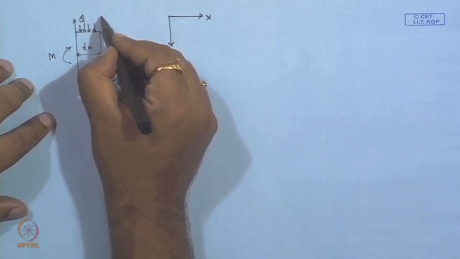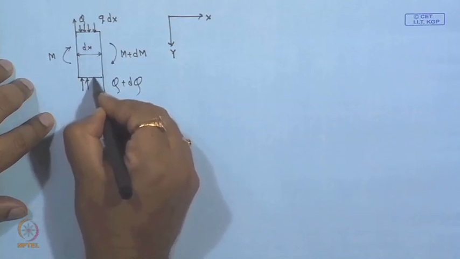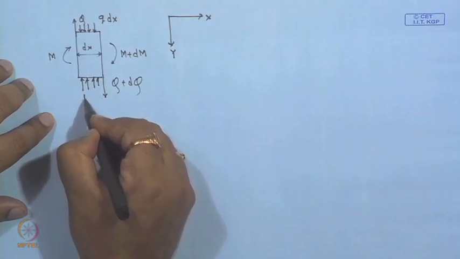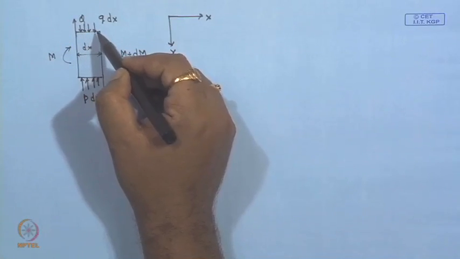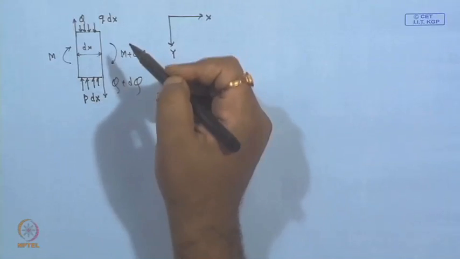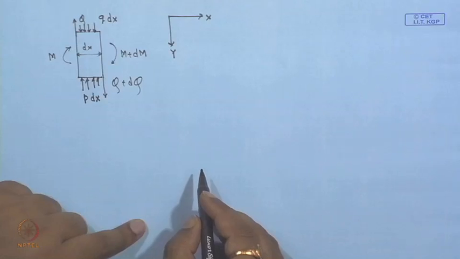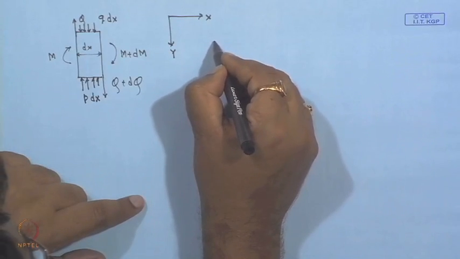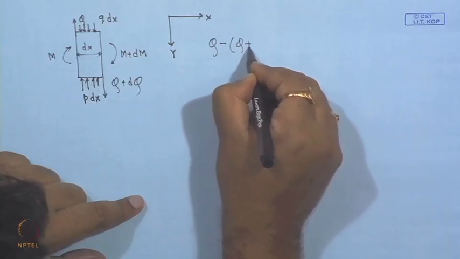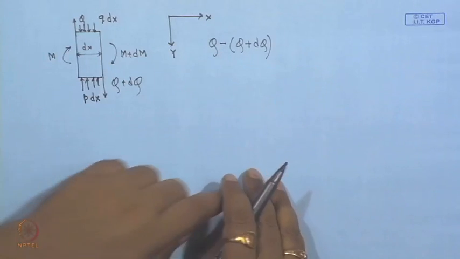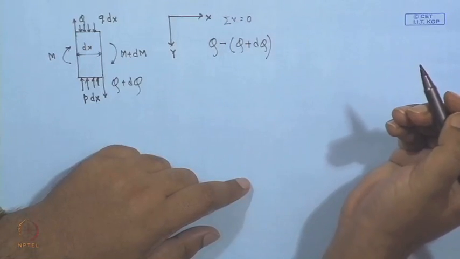The force that will act is q into dx, and the reaction that will act is p into dx. So, this is the force acting on the beam, this is the soil reaction which is given on the beam, and this is the shear force on the left side and this is the moment. Now, if I write the expression, we can write q minus q plus dq; the summation of all the vertical forces is 0.